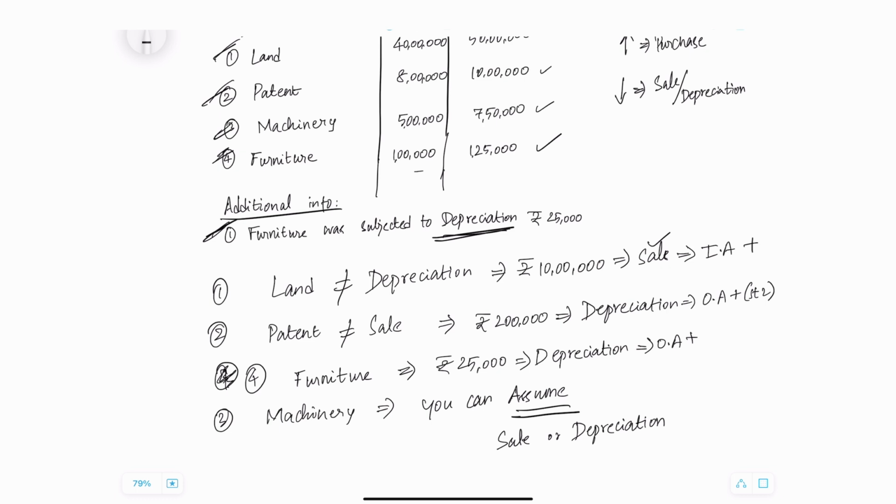Intangible assets, patents, copyrights, trademark, goodwill: you cannot treat the decrease as sale. You have to treat it as depreciation only. Any asset other than land and intangible assets, the other tangible assets, if the question says it is depreciation or if it is sale, treat it as depreciation or sale accordingly. If the question is silent, you can assume it as sale or depreciation.